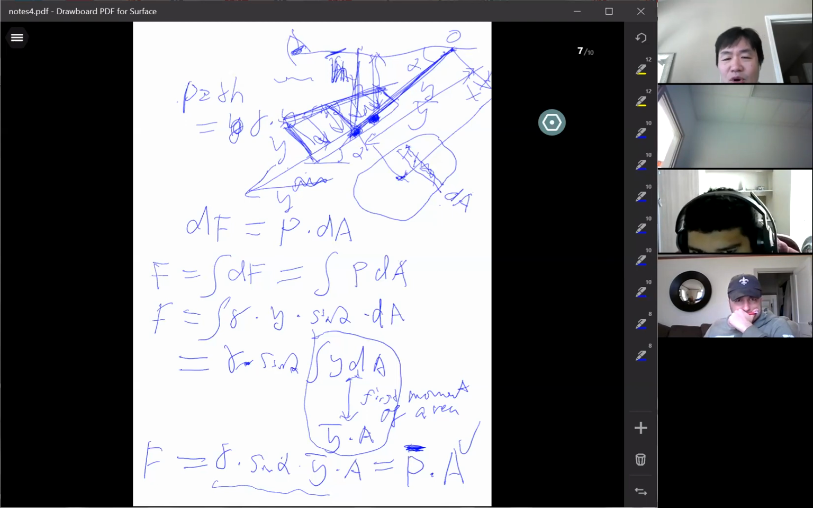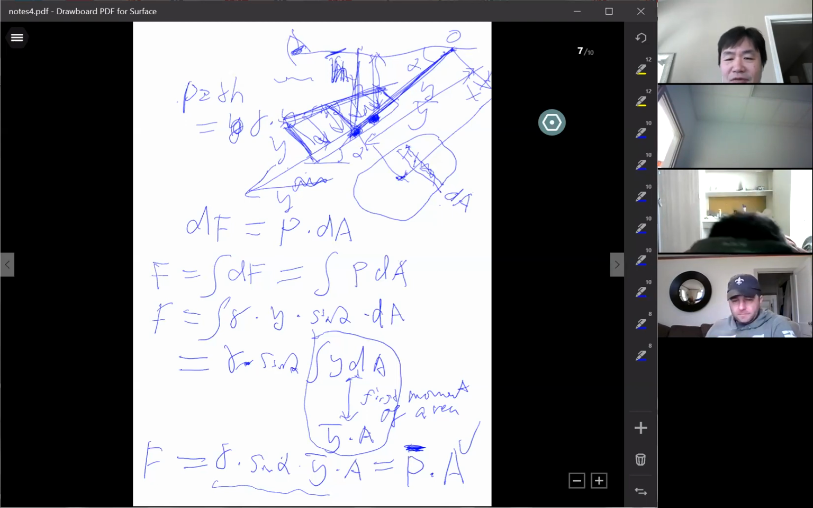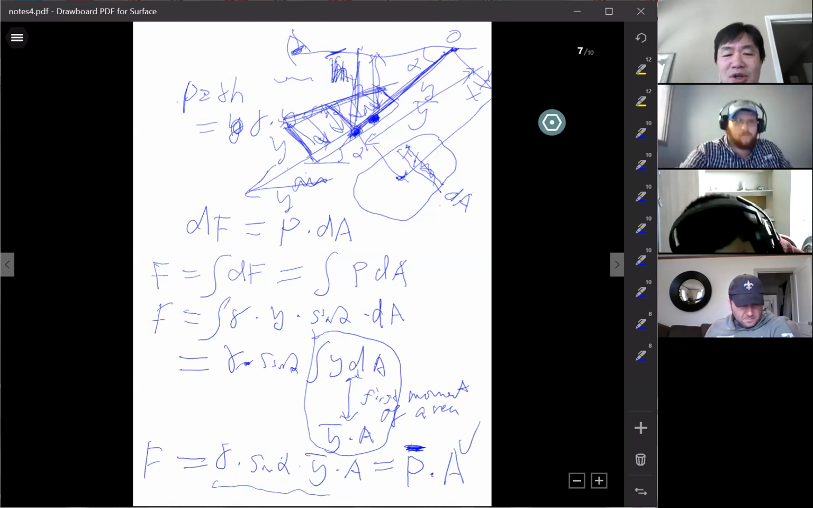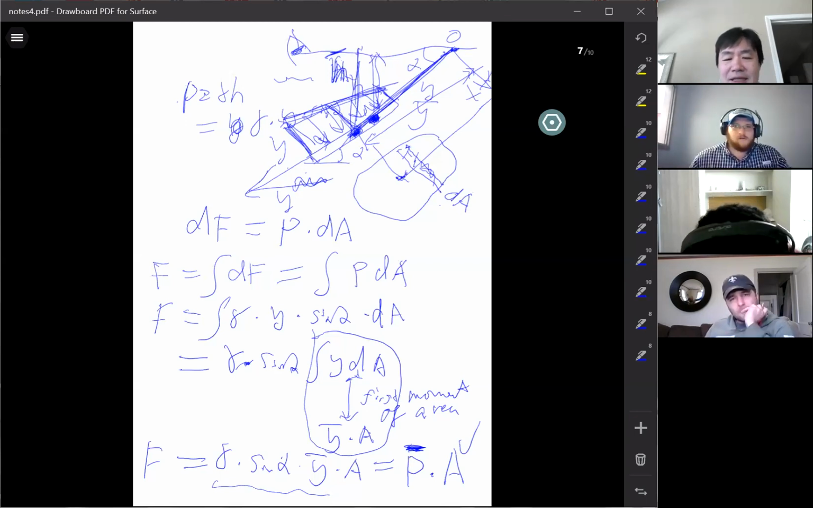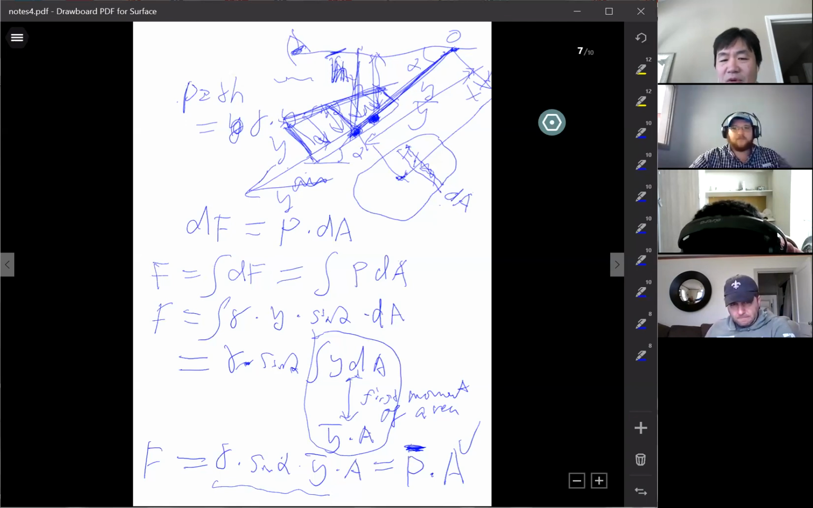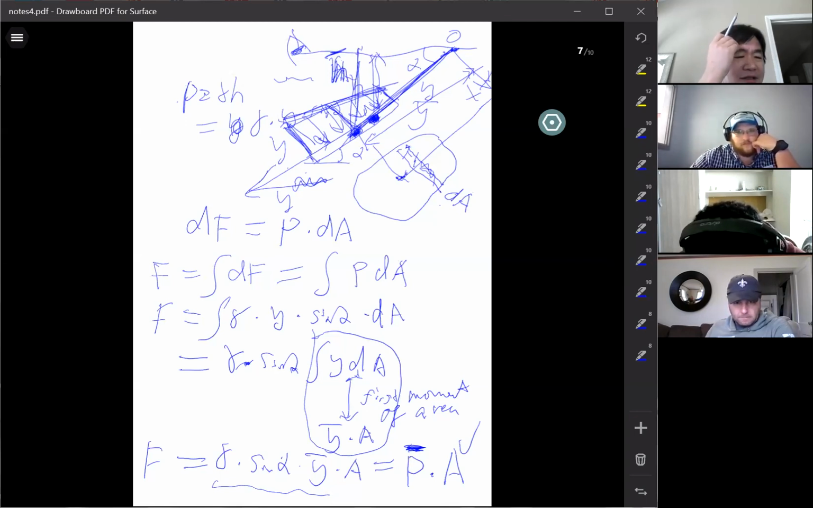Be careful, the Y coordinate starts from the surface of the water along the direction of the plane, and this is the Y coordinate. So Y bar is the distance between the centroid and the water surface along the Y direction. Be careful. Some of the letters here are a little confusing, I understand. So be careful on that. Okay, so that's the process.